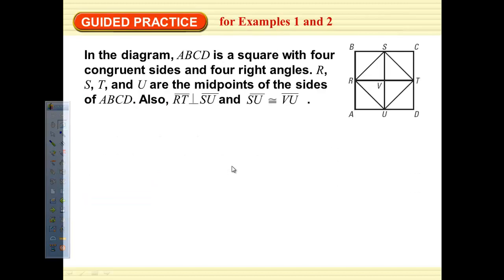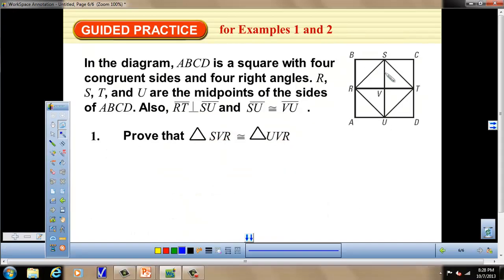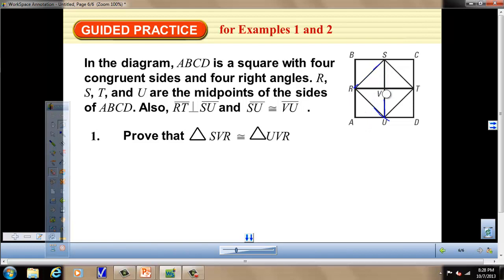This next example is going to be a proof, more or less. We want to prove that SVR and UVR are congruent. So SVR is this triangle right here, and UVR is this triangle right here. If we look at those two triangles, we're told that RT and SU are perpendicular. That means that all of these angles are 90 degrees.